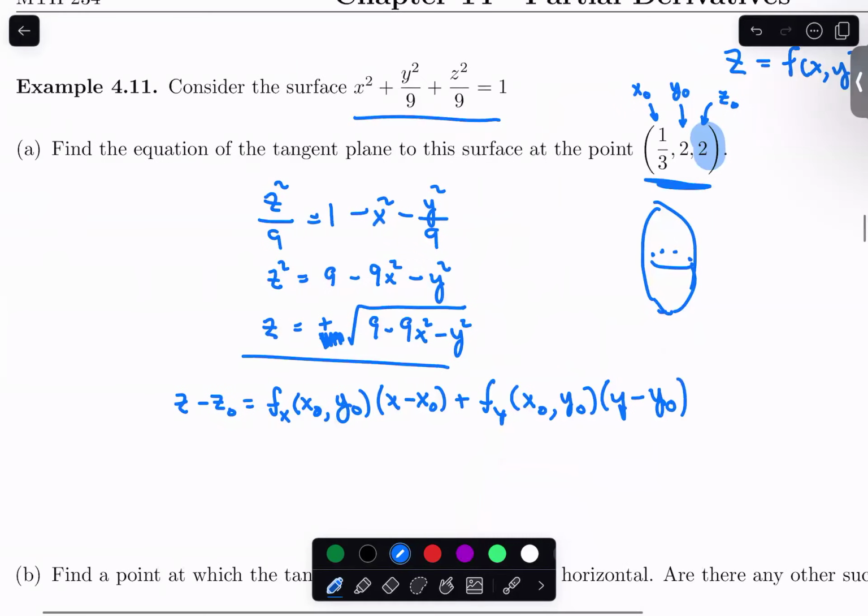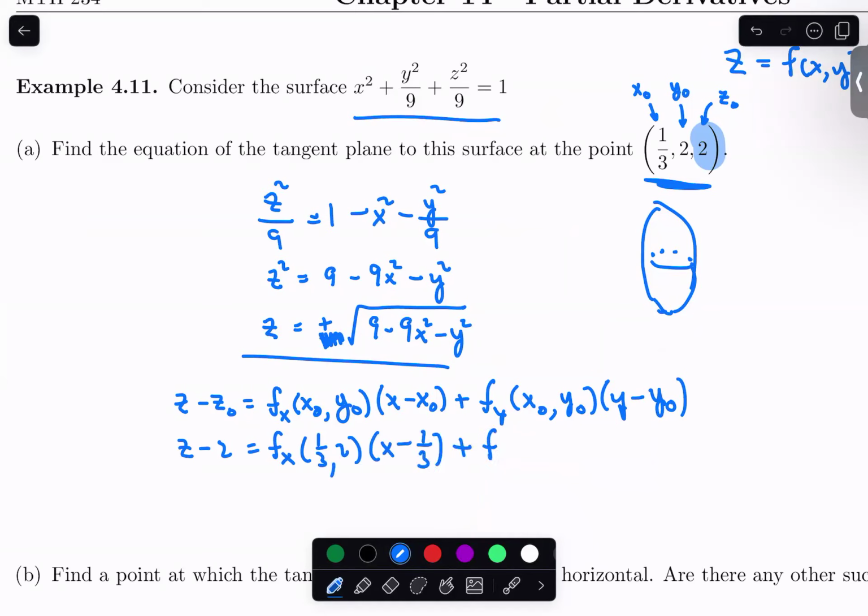So now I can plug in a decent amount of this. 1/3, 2 times x minus 1/3. 1/3 comma 2 times y minus 2. So now I'm just plugging in everywhere I see my x naught, y naught, z naught with my specific values, 1/3, 2, 2. And now we really get to the meat of this, right?